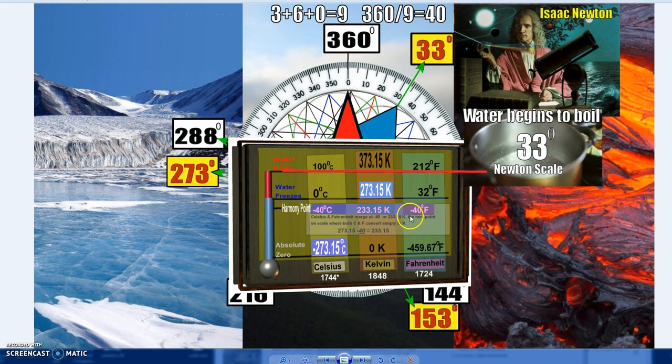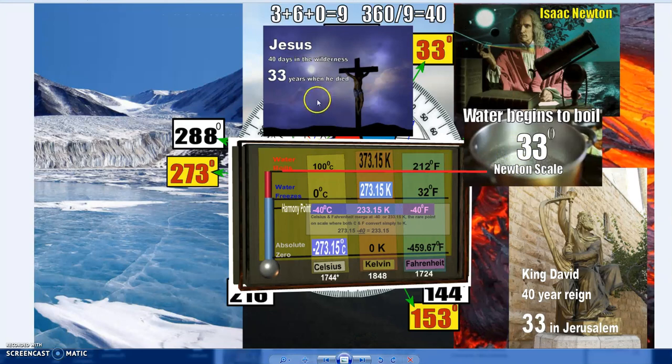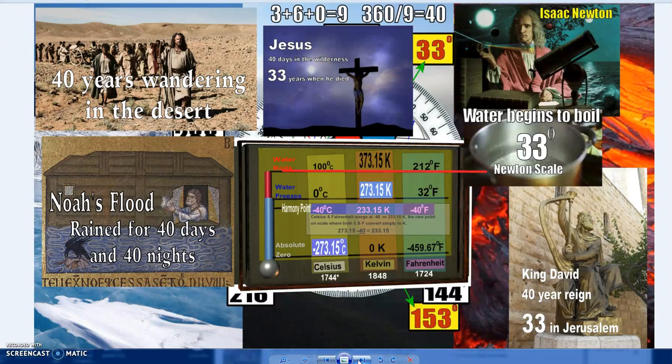But now why 40 degrees? Well, King David ruled for 40 years, 33 years in Jerusalem. 40 and 33. Jesus was 33 years when he died. But just before that, he spent 40 days in the wilderness. In Exodus, they wandered the desert for 40 years, and it rained for 40 days and 40 nights in Noah's account.